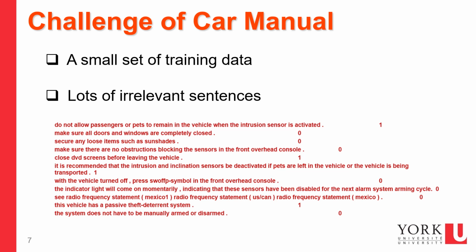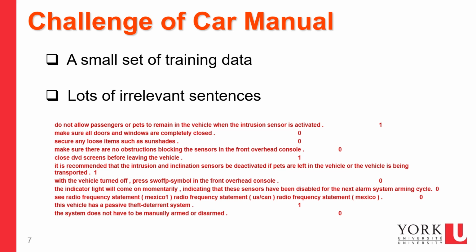As you see in this slide, we label the sentences in the car manual in two categories, 1 and 0. 1 shows this sentence is one which a human most likely asks a question about, and 0 shows the human doesn't want to ask a question from this sentence. For example, this sentence, make sure all doors and windows are completely closed, has no question here.